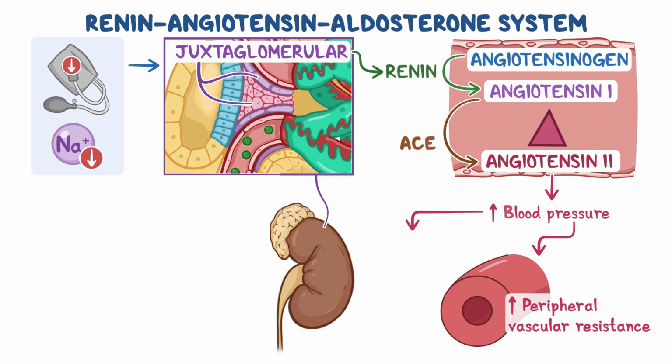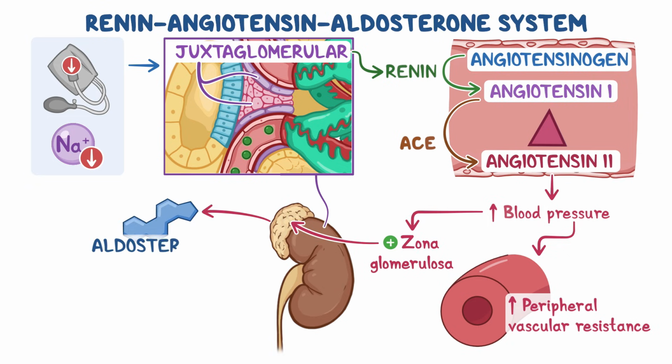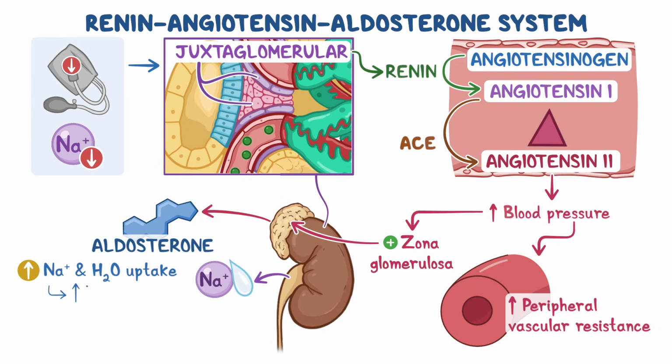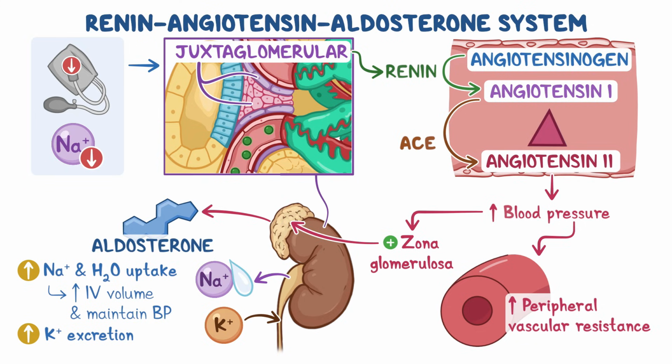Also, angiotensin 2 stimulates the zona glomerulosa to release aldosterone. In the kidneys, aldosterone increases sodium and water uptake, boosting the intravascular volume and maintaining blood pressure. At the same time, it stimulates potassium excretion. That's why high potassium levels can also trigger aldosterone release.